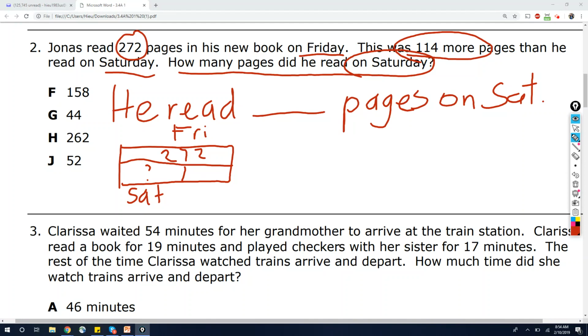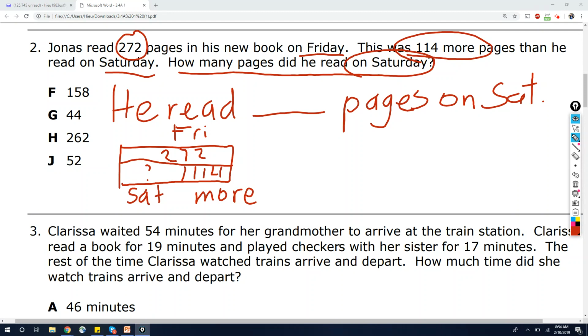But all we know is on Friday he read 114 more pages. Which means if you add 114 to the question mark right here, it will be equivalent to 272. Even though this is a comparison question, after Ms. Win draws the strip diagram, you can clearly see the diagram looks like you have a whole, a part, and a missing part. So what can you do to find a missing part? You are correct. We are going to subtract.